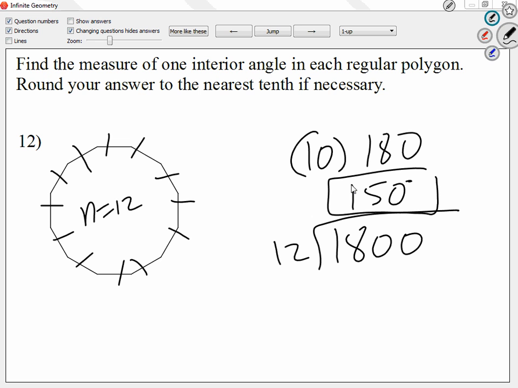And then use your logic. I know an L shape is 90, so 150 should be more than 90, right? More than an L shape. And if you look at this angle, it looks about 150, so it makes sense. So use your logic to double check. All right. Any questions?